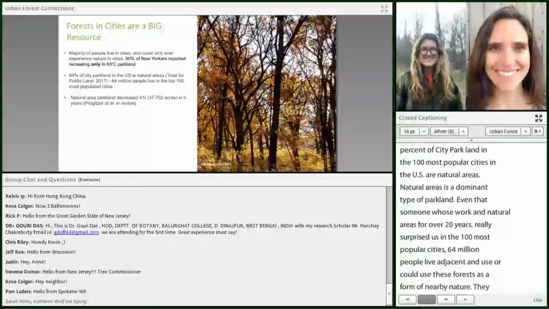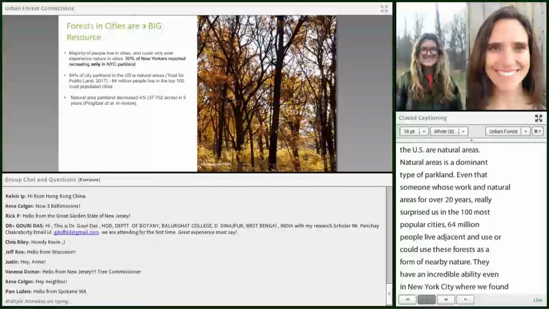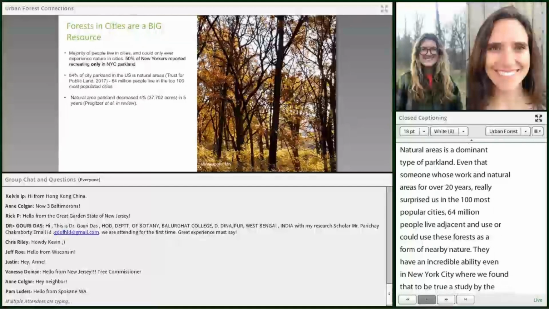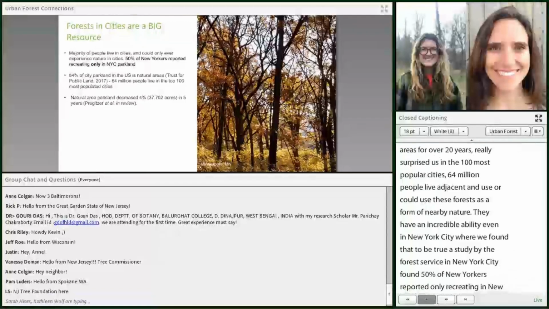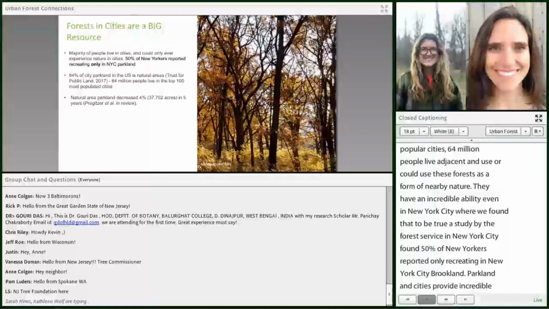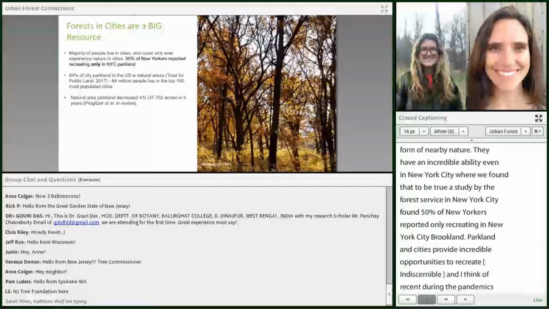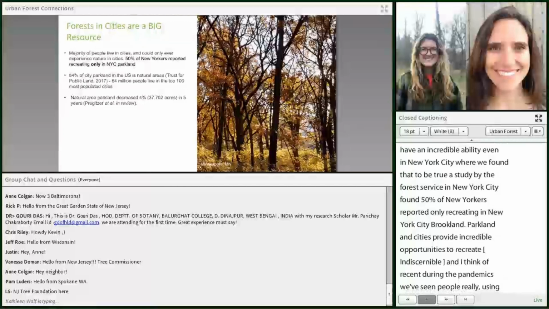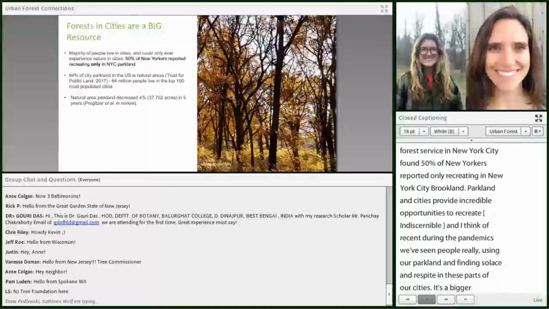And even in New York City, we actually found that to be true. A study by the Forest Service in New York City found that 50% of New Yorkers reported only recreating in New York City parkland. And so parkland in cities provides incredible opportunities to recreate, hike, bird, and I think of recent, during the pandemic, we've seen people really using our parkland and really finding solace and respite in these parts of our cities. And so it's a bigger resource than we thought, and a lot of people use these forests and parkland.